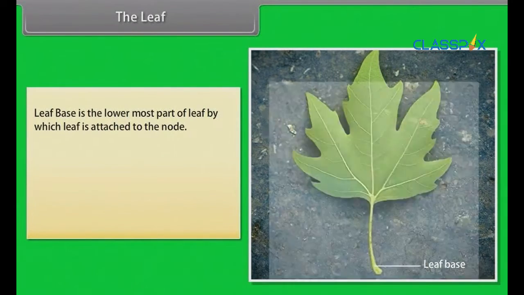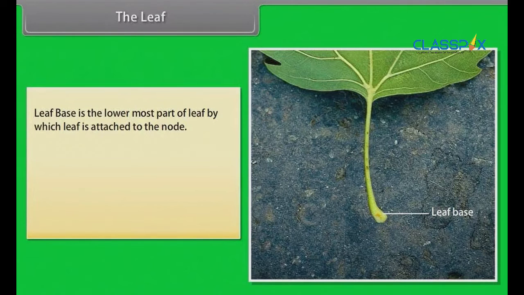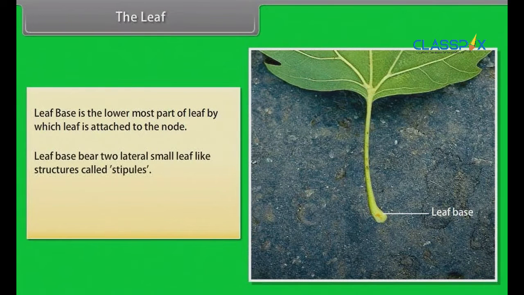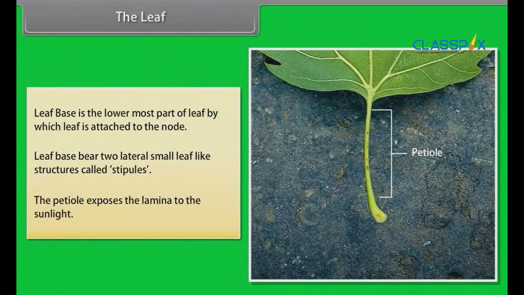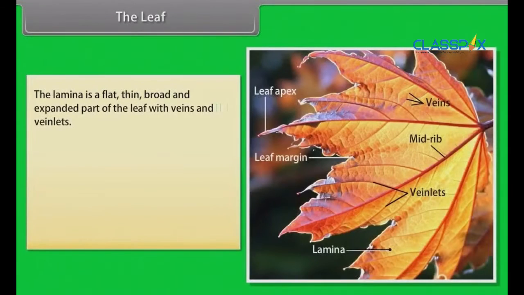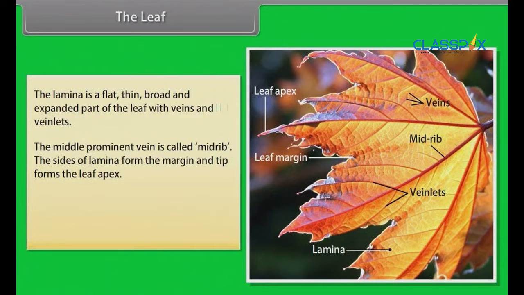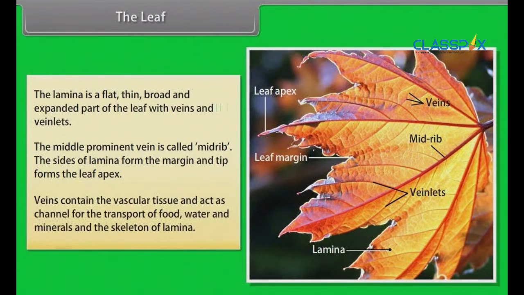Leaf base is the lowermost part of the leaf by which leaf is attached to the node. Leaf base bears two lateral small leaf-like structures called stipules. The petiole exposes the lamina to the sunlight. The lamina is a flat, thin, broad and expanded part of the leaf with veins and veinlets. The middle prominent vein is called midrib. The sides of lamina form the margin and tip forms the leaf apex. Veins contain the vascular tissue and act as channel for the transport of food, water and minerals and the skeletal framework of lamina.